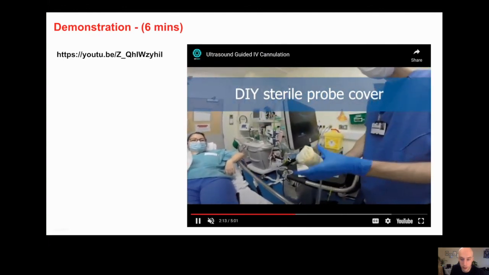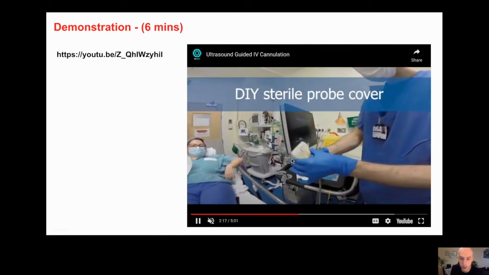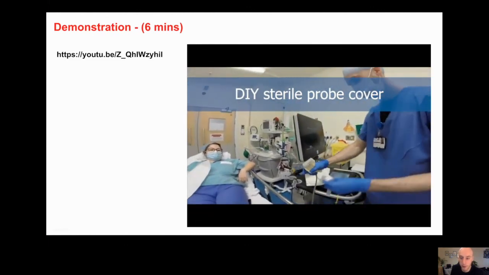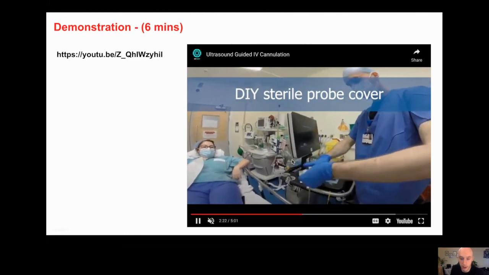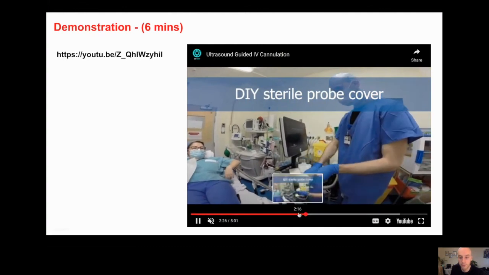And then you pull it tight because you don't want any air. And then you tape it up. And hey presto, you've got yourself a cheap sterile probe cover. And then you need to put more gel on top of that. So you've got gel underneath and gel on top.